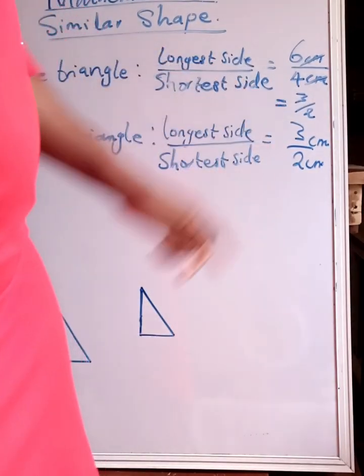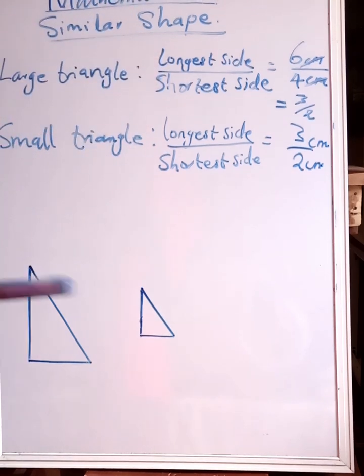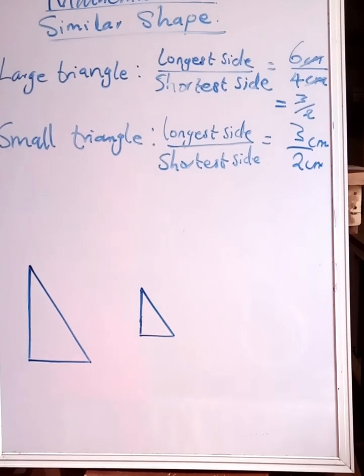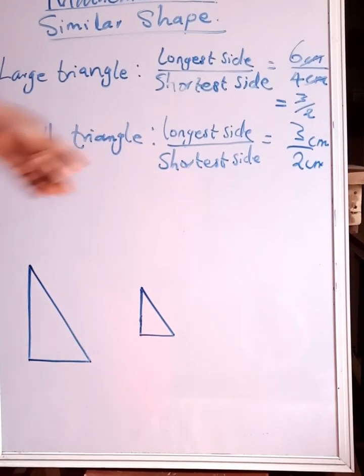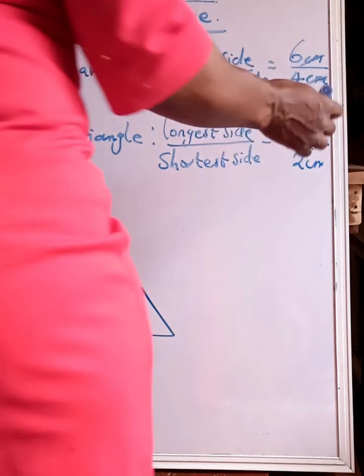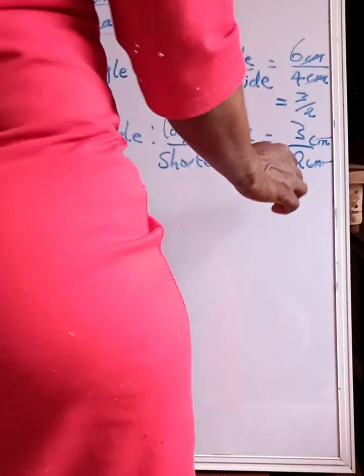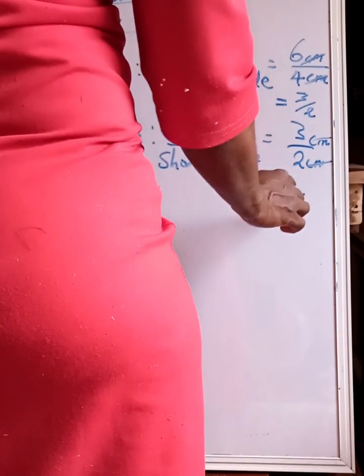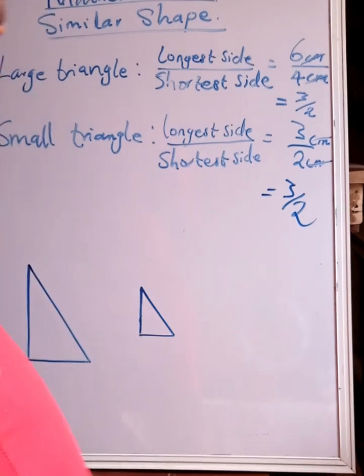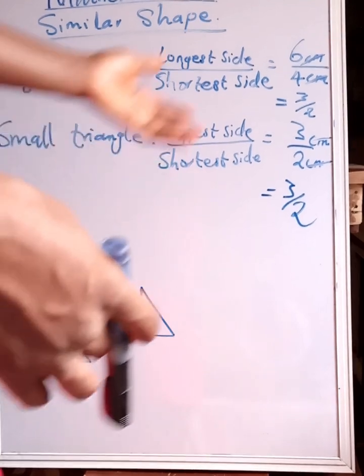This is the ratio of the longer side to the shorter side of the large triangle. Then for the small triangle, the longest side is 3 cm while the shortest side is 2 cm. Nothing can divide here. It cannot be reduced further. The cm cancel cm, so we have 3/2. You can see that the corresponding sides are in the same ratio.